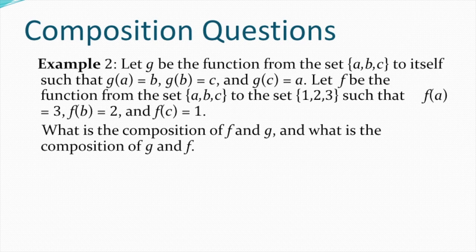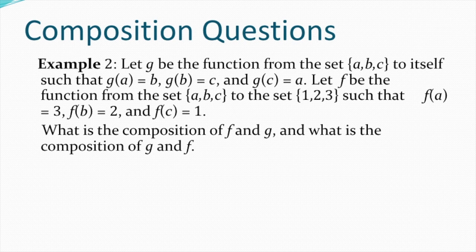Okay, so this is G and this is F. We will start by finding the first part, which is F composition G, which is equal to F of G of X. Now the first elements we have are F of G of A, F of G of B, and F of G of C.